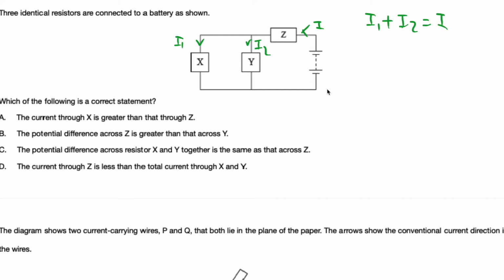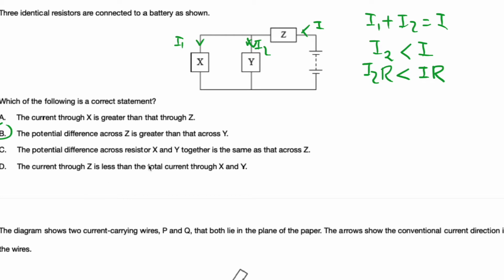The potential across Z is greater than the potential across Y. So Z and Y. This is also not correct because obviously current I2 is going to be less than I, while their resistance remains constant, remains equal. So the potential difference across Z is greater than across Y. Also B is correct, sorry.